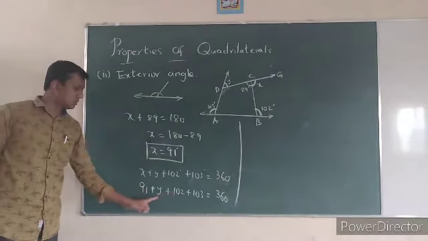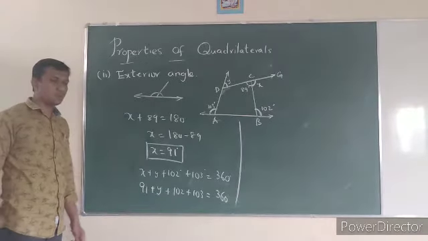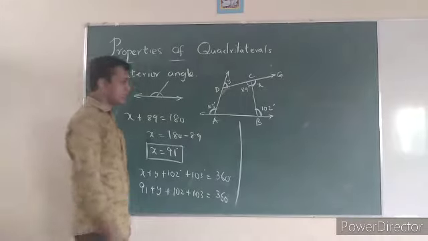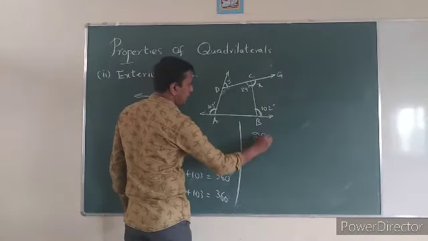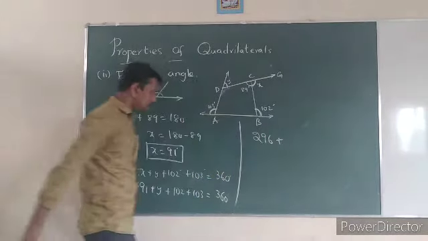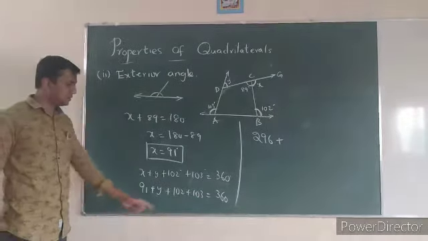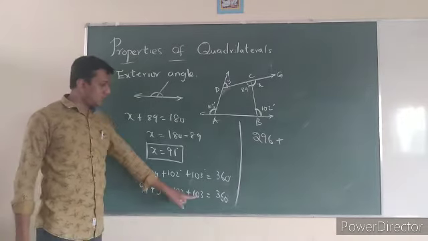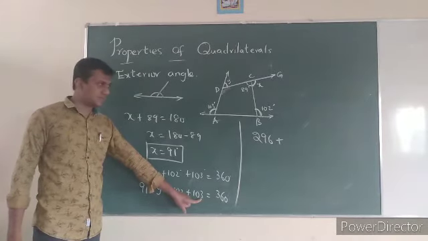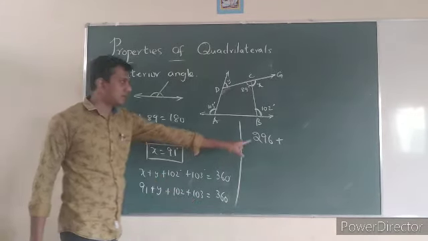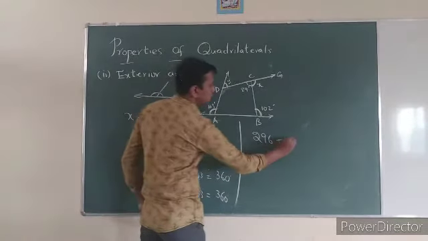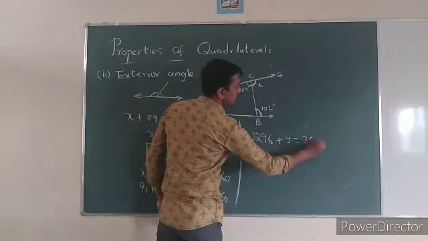91 plus 102, how much? 193. 193 plus 103, 296. 91 plus 102, 193. 193 plus 3, 196. 196 plus 100, 296. So 296 plus y is equal to 360 degrees.